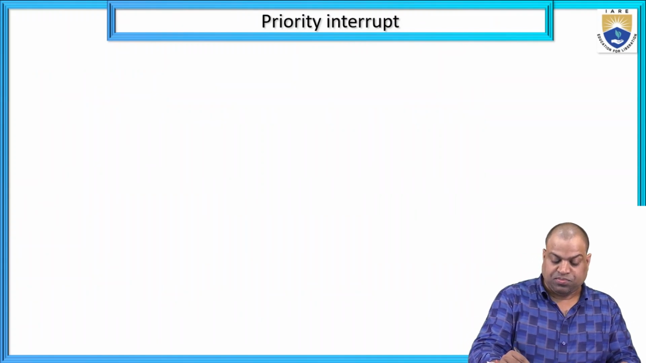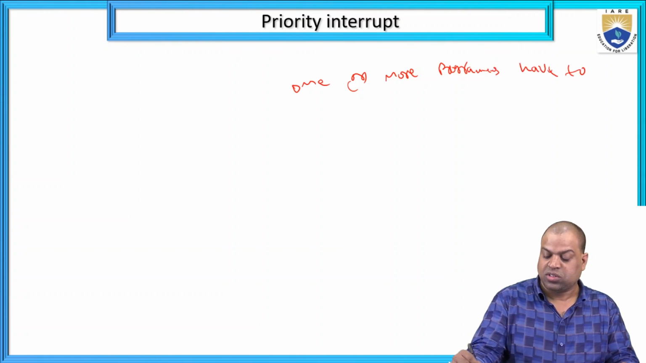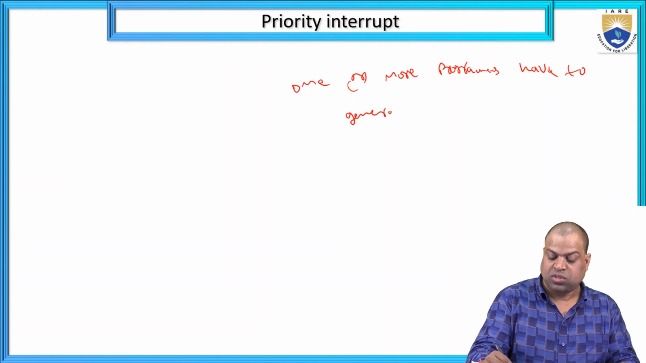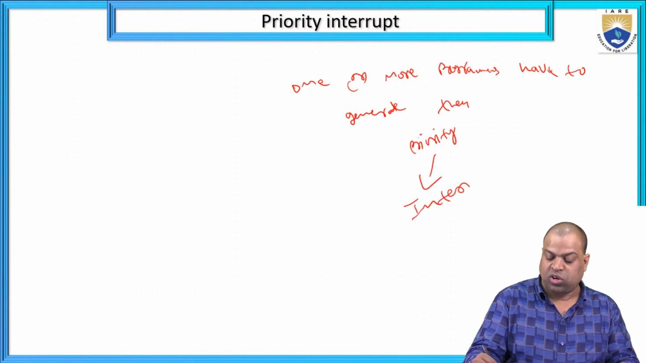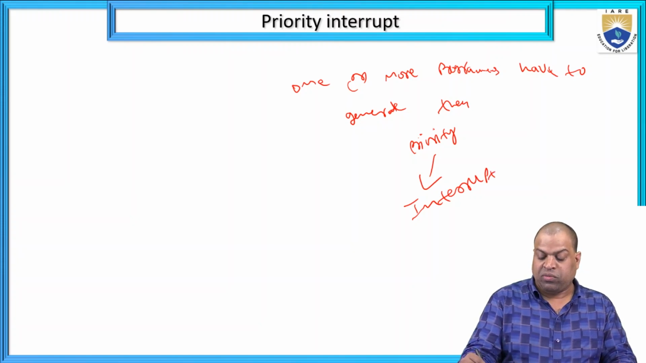So, one or more programs are there. Programs have to be generated, then priority should be assigned. If priority is involved, then we are going for the interrupt. Priority means highest priority. So when we are going for the highest priority, which one is the highest to execute first?